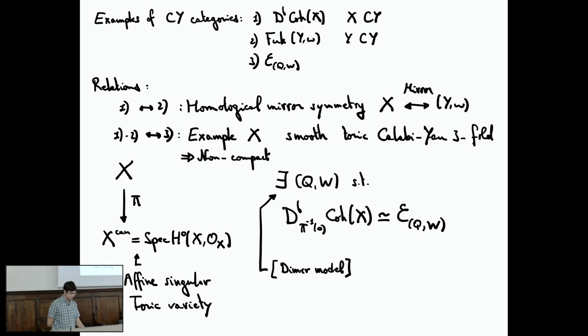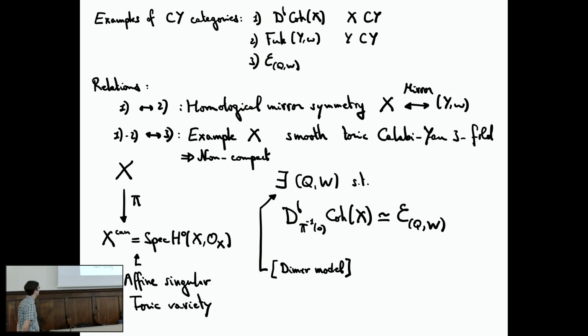Here I'm describing only one, which will be useful later, which is if X is a smooth toric Calabi-Yau threefold. A toric Calabi-Yau threefold is necessarily non-compact, so in general there are regular functions on it. You can look at the affinization of X: take H^0(X, O_X), the ring of regular functions on X, and look at Spec of that. You get some affine singular toric variety, which I denote X^aff, and there is a natural map from X to X^aff.